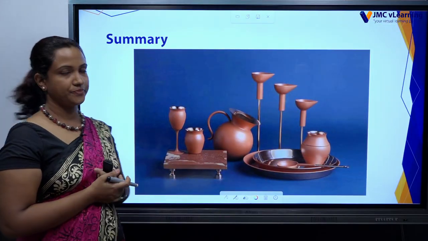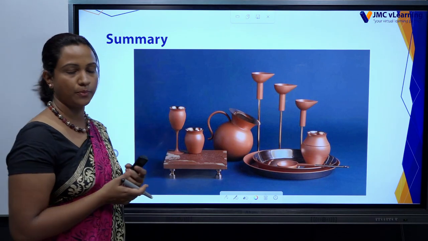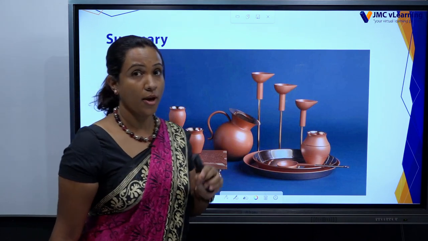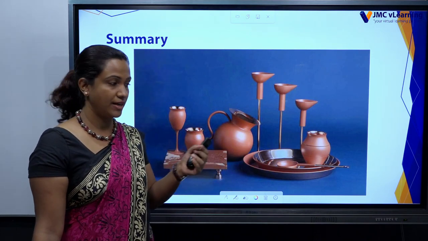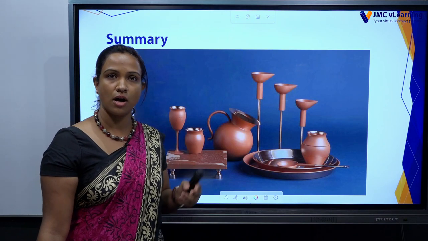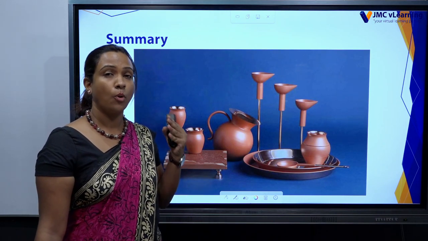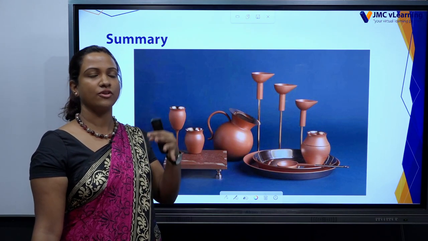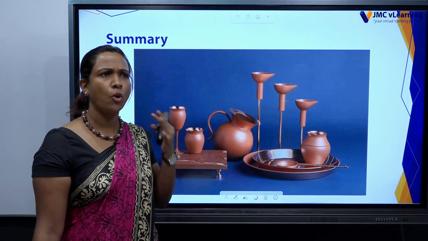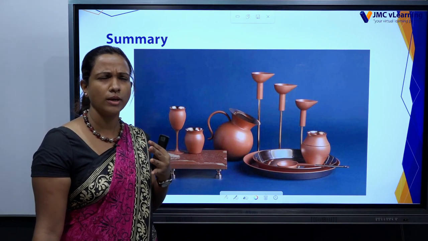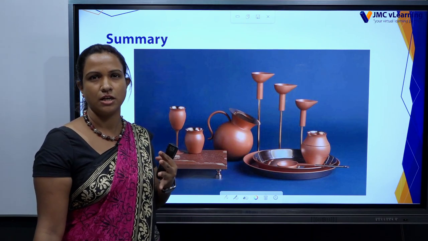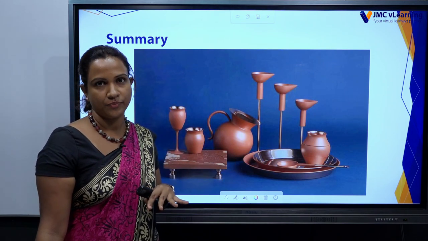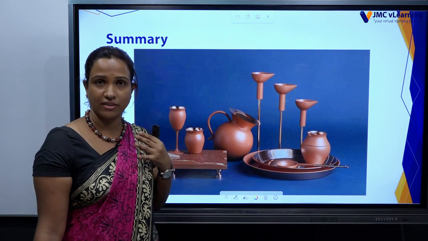Okay, summary. So we have come to the end of the poem. And the summary is like this. The poet has taken the clay out of the natural life and it has been transformed to a goblet. The potter has taken the clay and transformed it to a goblet, and the poet wants to know how it feels to be transformed from clay to a goblet life. So the goblet life is actually a pathetic life for him.